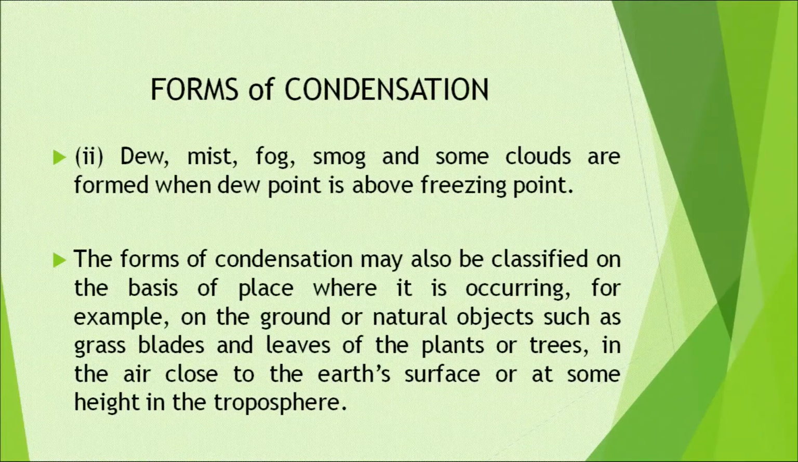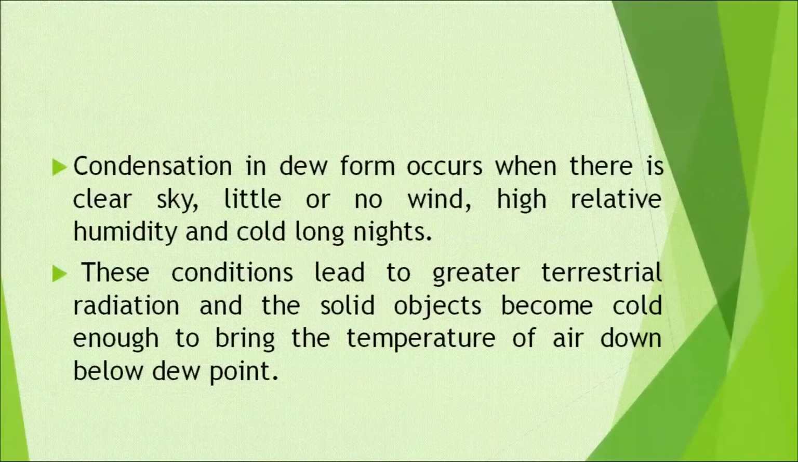The forms of condensation may be classified on the basis of the place where it is occurring. For example, on the ground or natural objects such as grass blades and leaves of the plants or trees, in the air close to the earth's surface or at some height in the troposphere. Condensation in dew form occurs when there is clear sky, little or no wind, high relative humidity and cold long nights.